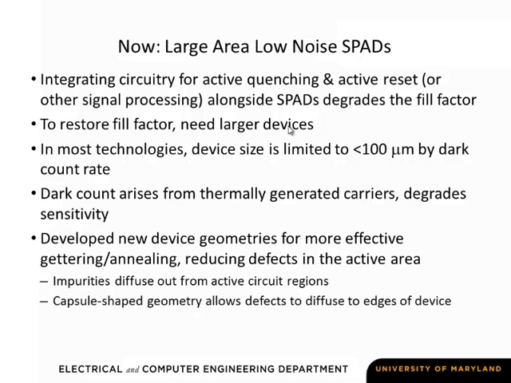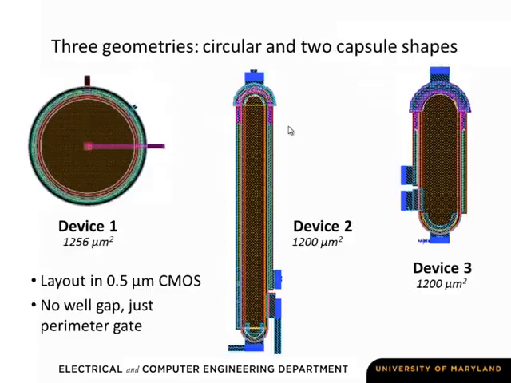What I'm going to show you today is that we've developed some new device geometries that allow for more effective gettering and annealing that reduce defects in the active area just in the course of the fabrication process, allowing impurities to diffuse outward from the center of the active regions. What I'm going to show you on the next slide is this capsule-shaped geometry that allows better diffusion of those defects so that we can have much more effective suppression of dark current.